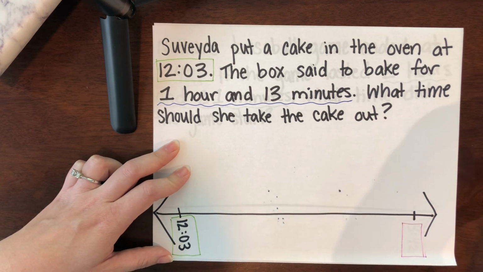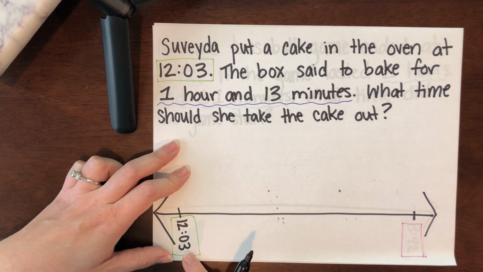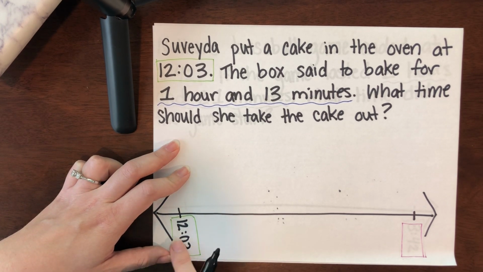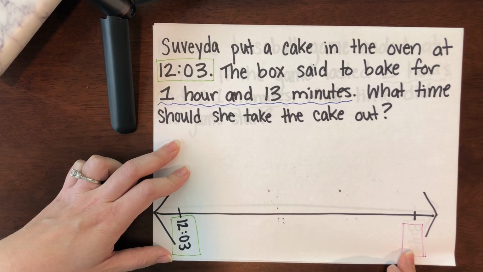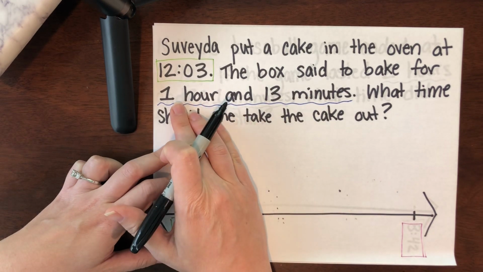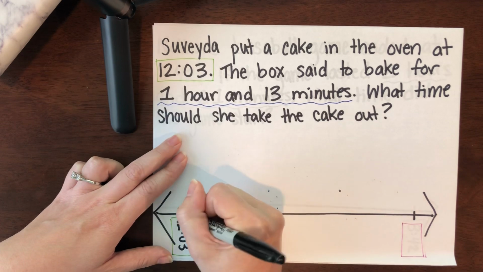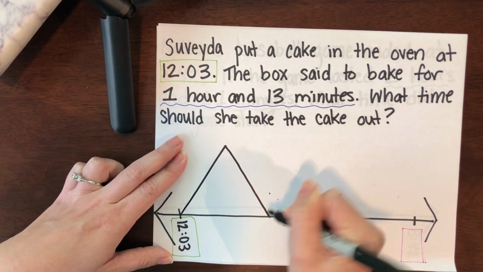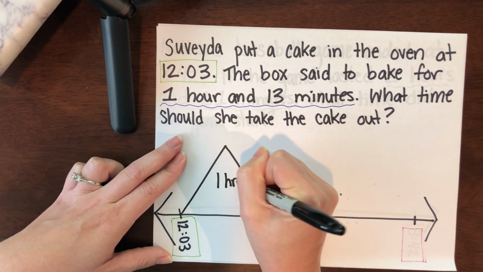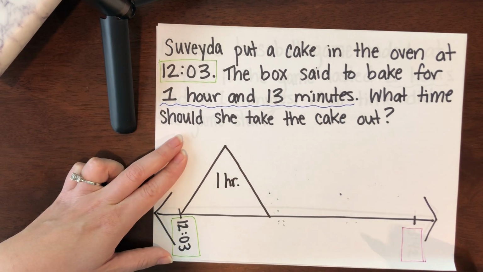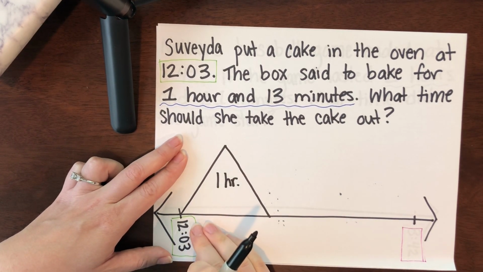So what I'm going to do is use my marker and start at the start time. And I'm going to use mountains, hills, and rocks to figure out what time it will be after 1 hour and 13 minutes. So I'm going to start with the big number first. So 1 hour has passed. So I'm going to draw a mountain for 1 hour, and I'm going to write on the mountain 1 hour. And I'm going to ask myself, what is 1 hour past 12:03?